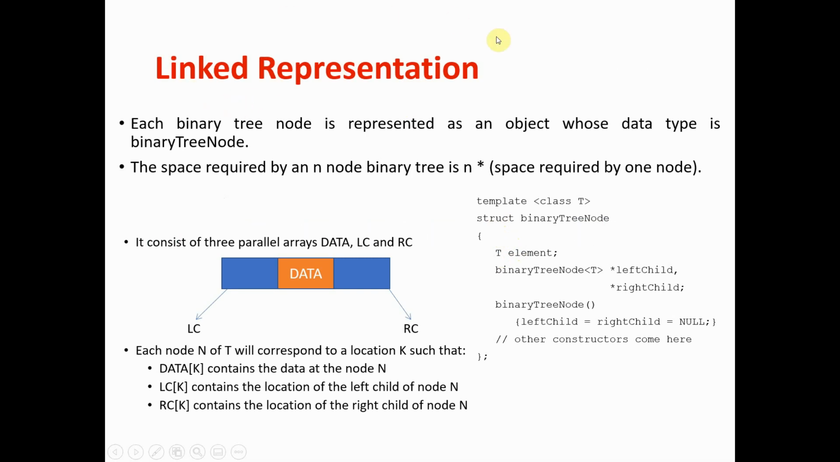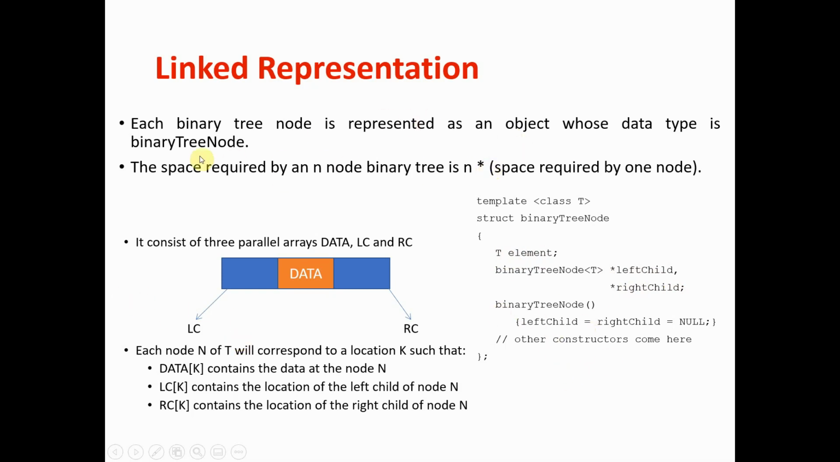Now the second method for representing the binary tree is using linked representation. It's similar to what we had in a doubly linked list. Every node is represented as a structure, a node structure. Similar to a doubly linked list, we have two pointers, but those pointed to the previous node and the next node. Here we have a pointer that points to the left child and a pointer that points to the right child. So we have the data part, the left child and the right child, and you might have other constructors and different things here.